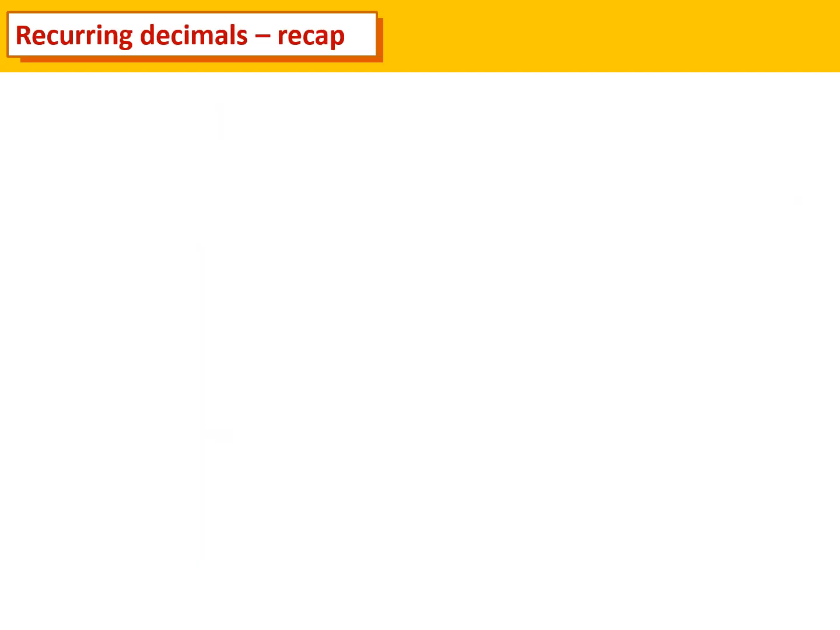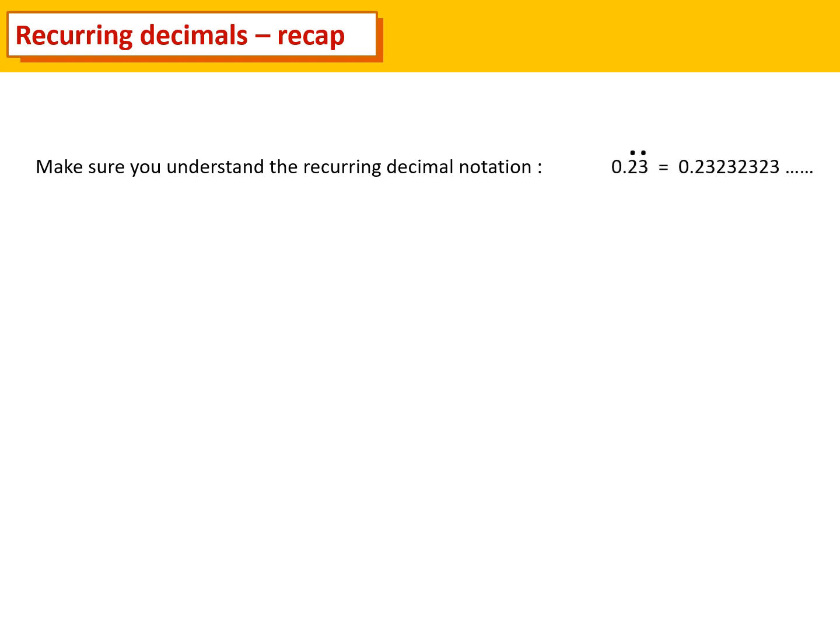Now let's put that all together in a recap. First of all, we need to understand the recurring decimal notation. So we need to understand what 2 dots over 2 digits means. Those 2 digits repeat, for example.